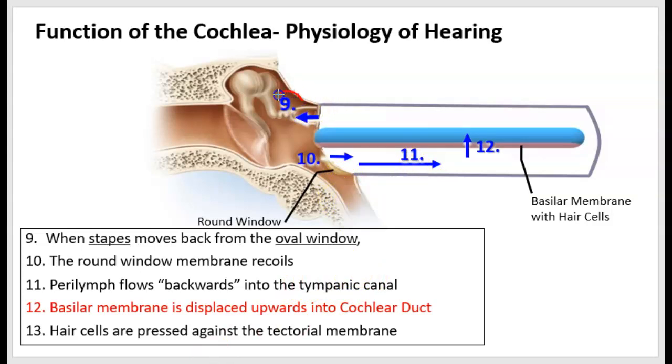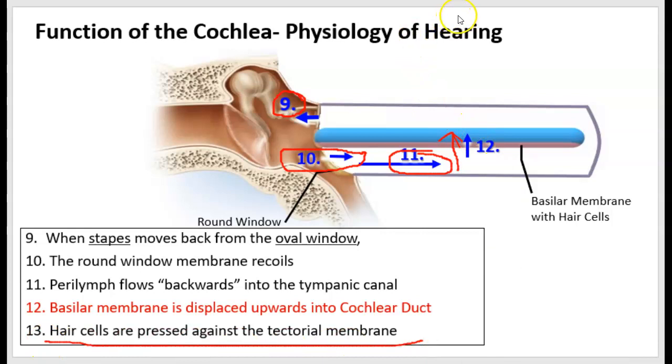So we have number 9, where the stapes moves back from the oval window. That helps with recoil of number 10, the round window bulging into the tympanic canal. And then number 11, we have the perilymph flowing backwards or to the right into the tympanic canal. What this causes is upward displacement of the basilar membrane. And that's going to make the organ of Corti, which is sitting on it, and the hair cells move up. And the hair cells will then press on the tectorial membrane.